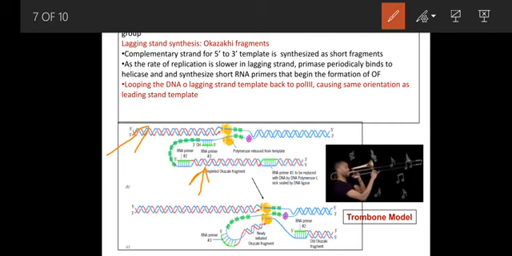So in lagging strand synthesis, what the DNA does is, you can see here the DNA is now looped. The DNA is being looped here and it is taken into the polymerase.